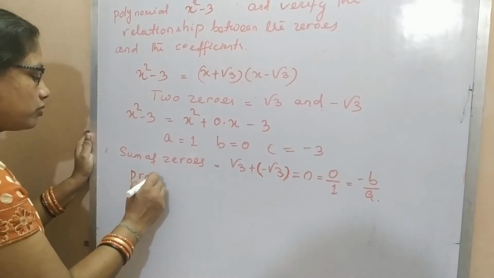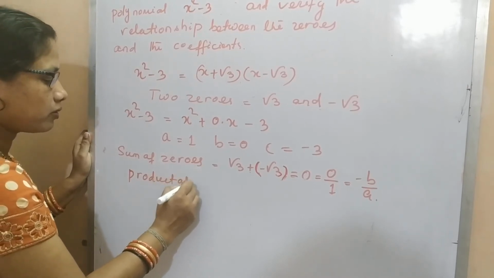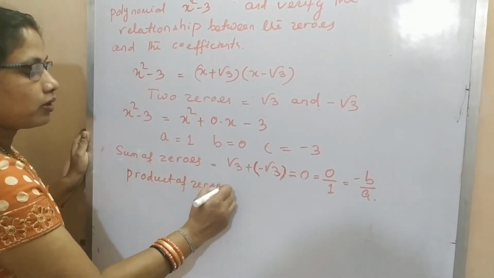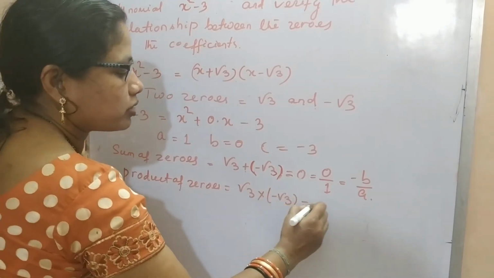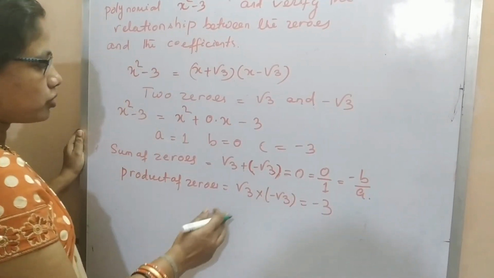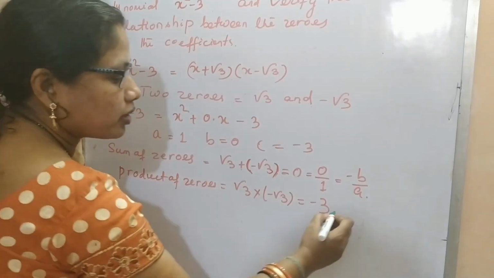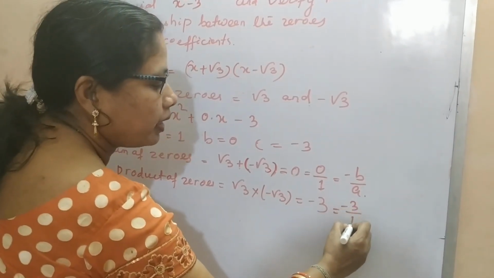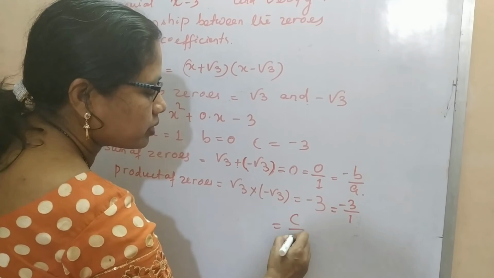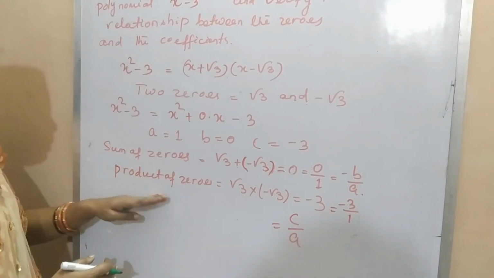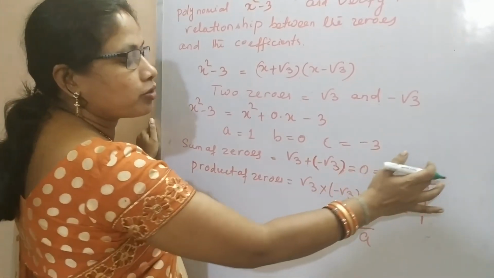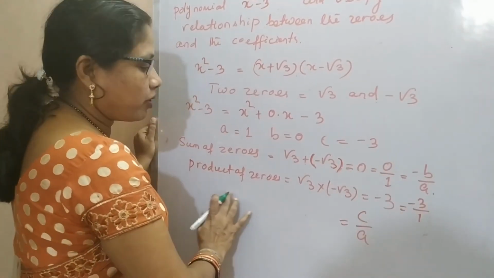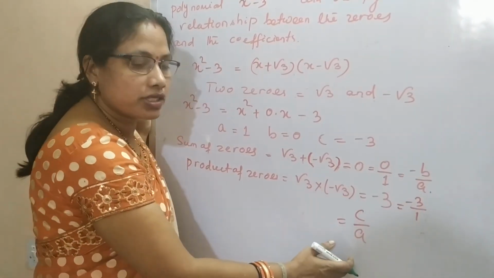Then what? Root 3 multiplied with minus root 3. So this is equal to minus 3. So our c is minus 3. So this is equal to minus 3 by 1. So this is equal to c by a. So here we verified that sum of zeros is equal to minus b by a and product of zeros is equal to c by a.